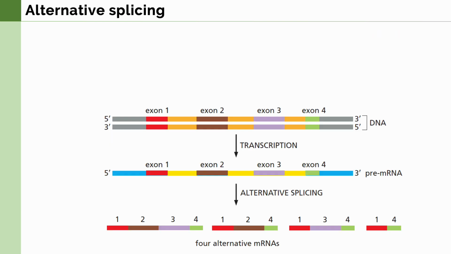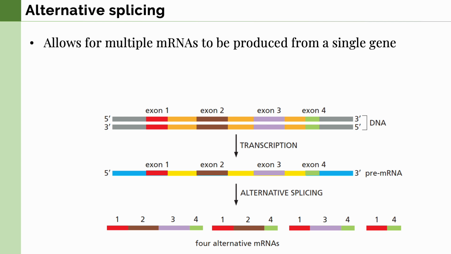RNA splicing and even the presence of introns and exons are unique to eukaryotic cells, and this allows eukaryotes to have multiple RNAs be produced from a single gene. We call this alternative splicing. Depending on the needs of the cell, the different exons can be arranged in order to form different protein products, and we can see that here in this figure.